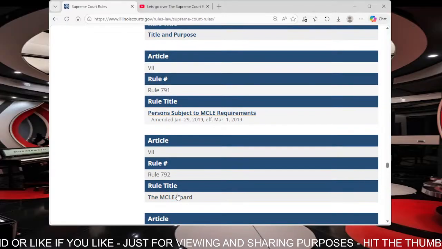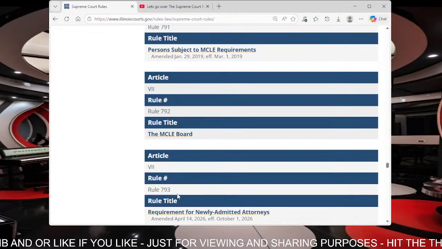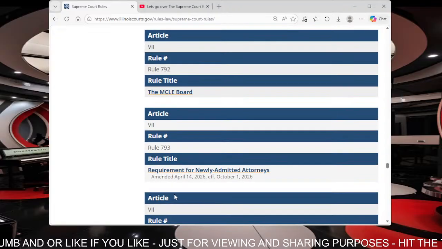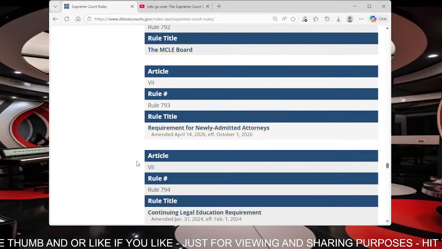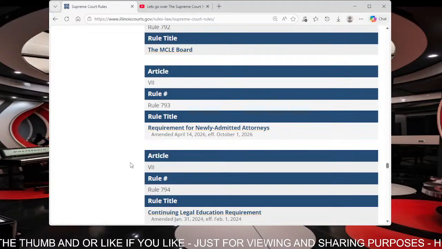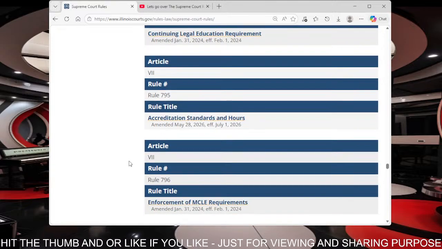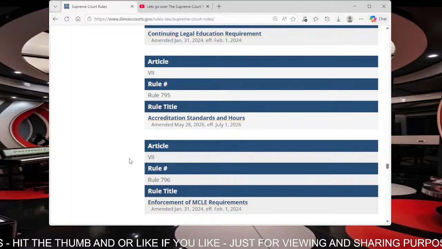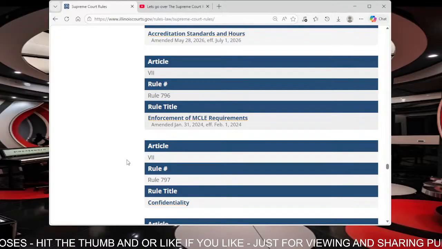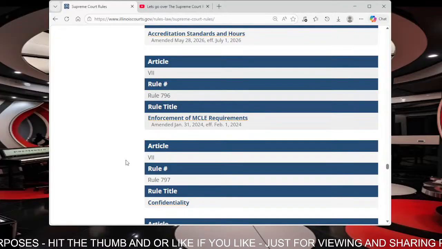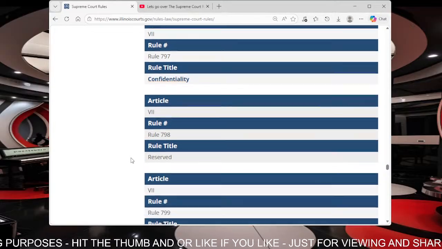790, title and purpose. 791, persons subject to MCLE requirements. 792, MCLE Board. 793, requirement for newly admitted attorneys. 794, continuing legal education requirement. 795, accreditation standards and hours. 796, enforcement of MCLE requirements. 797, confidential.